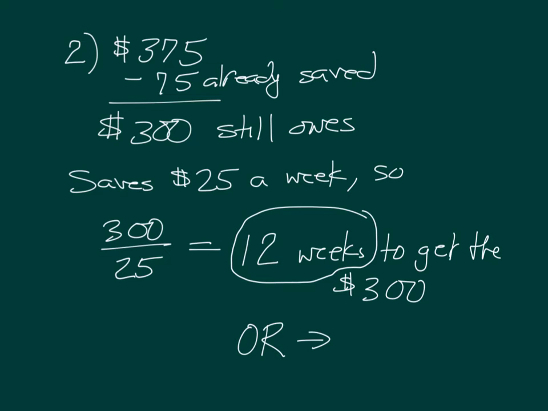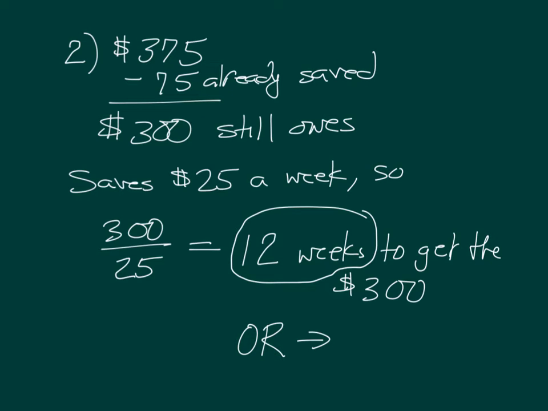Problem number 2, there are a couple ways that you can do this one. It talks about Tanya wanting to buy a computer. So I'm going to show you how to do it with an equation and show you how to do it just using the word problem itself. It says the computer costs $375. She's already saved $75, so she already has $75 of that. So I subtracted to get how much she owes, which is $300.